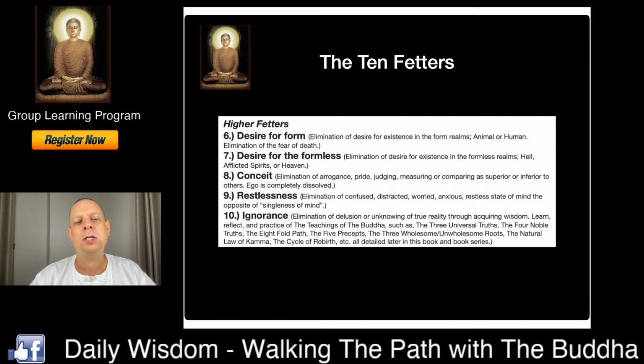Then there's something called conceit. This is part of the ego. This is the arrogance, the pride, the judging, the measuring and comparing, putting yourself above people or below people. You're going to need to eliminate this. This is going to produce difficulties and struggles in your life. Because when you go out into the world and you're arrogant and prideful and you're judging other people and you're putting yourself above people or below people, you'll interact with people in a different way.